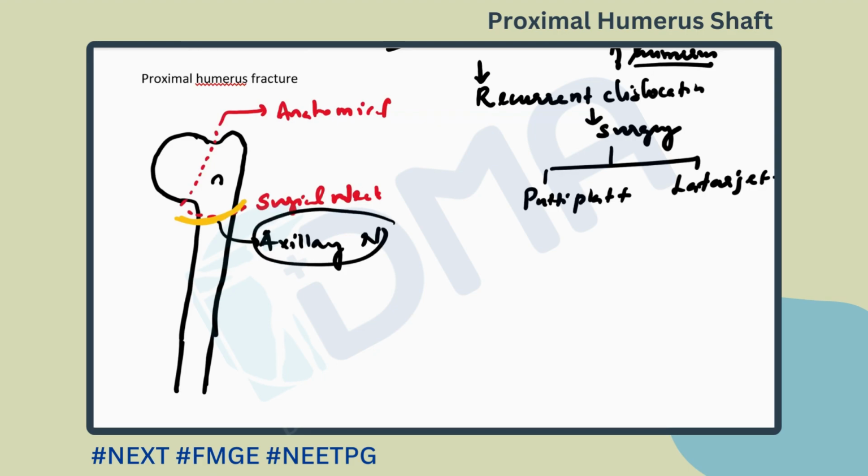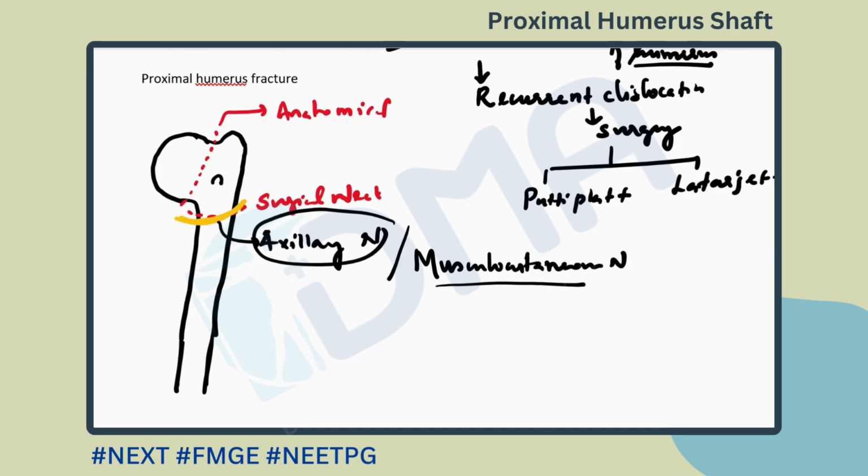Okay. Along with the axillary nerve, one more nerve can get injured in a proximal humerus fracture. That is the musculocutaneous nerve. So the nerves which are commonly injured in the proximal humerus fracture are, first and most common, the axillary nerve. The next nerve which can get injured is the musculocutaneous nerve.